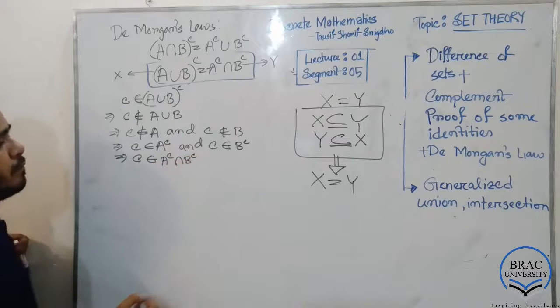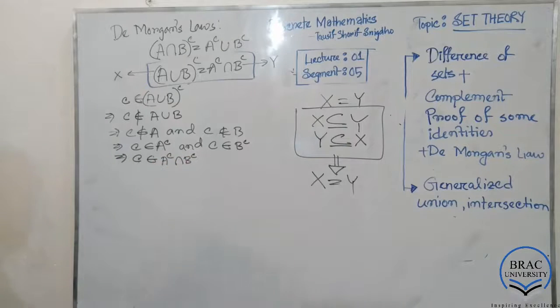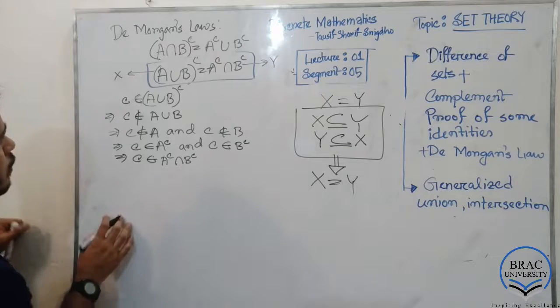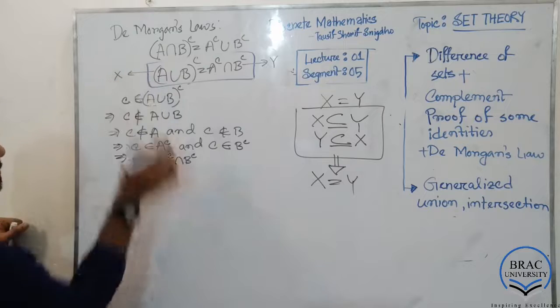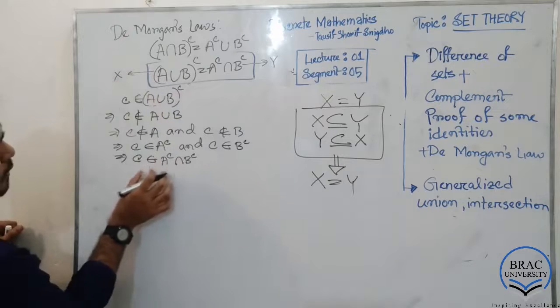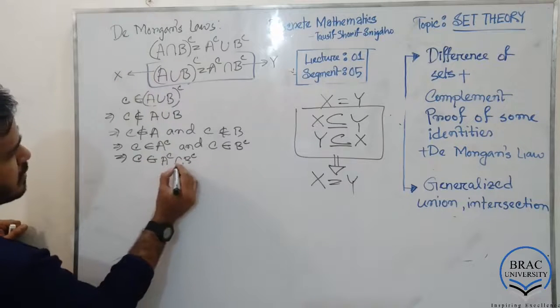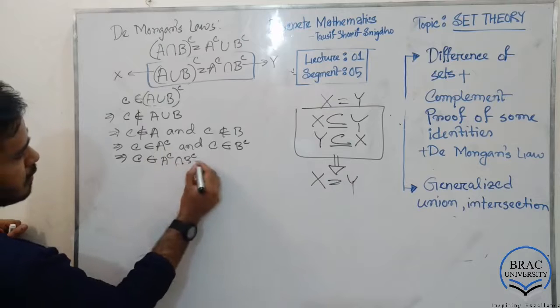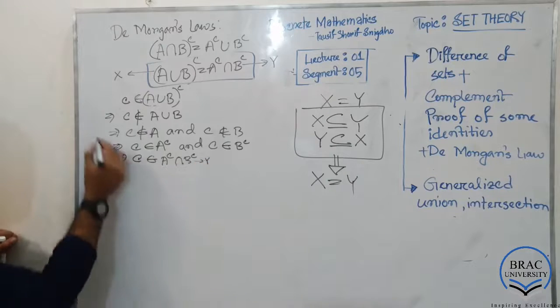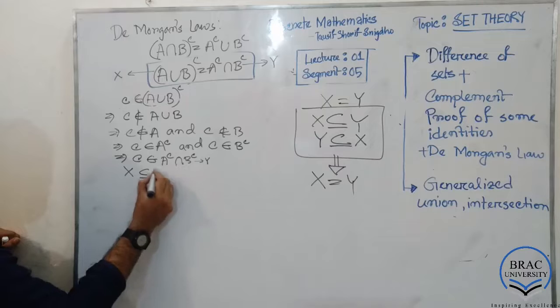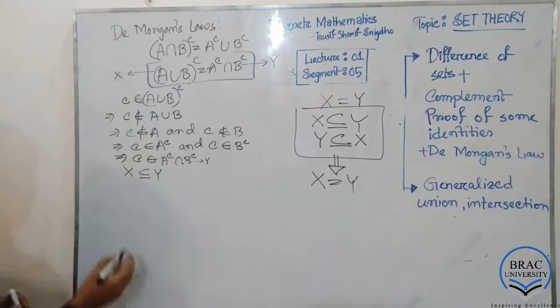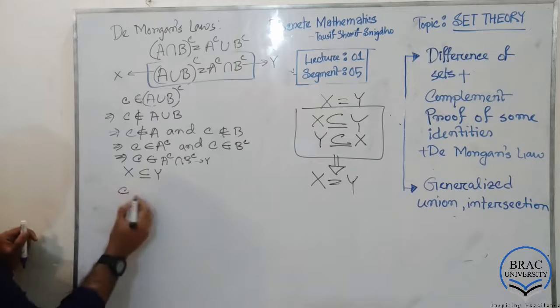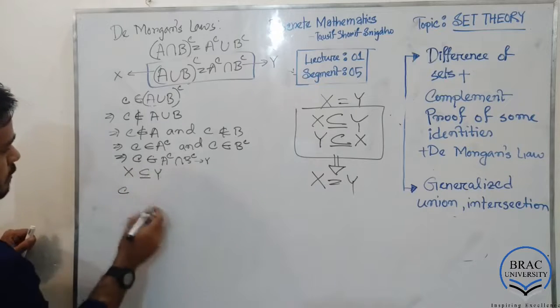So c belongs to both A prime and B prime, so we will claim that c belongs to A prime intersection B prime, right? Here we get that all of the elements of (A union B) prime, that were X, will belong to A prime intersection B prime. That means Y. So we claim here that X is a subset of Y, right? This is a subset of this, right?